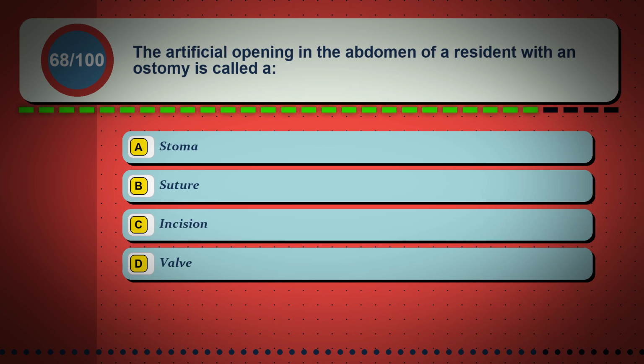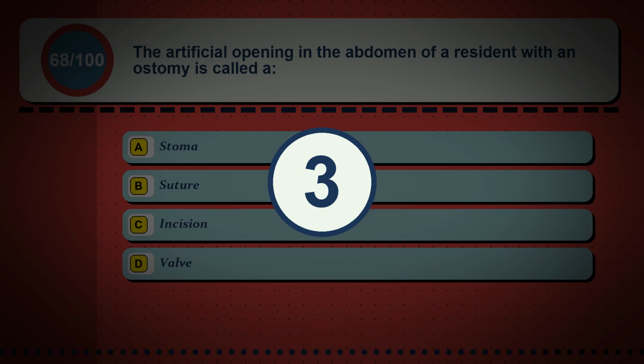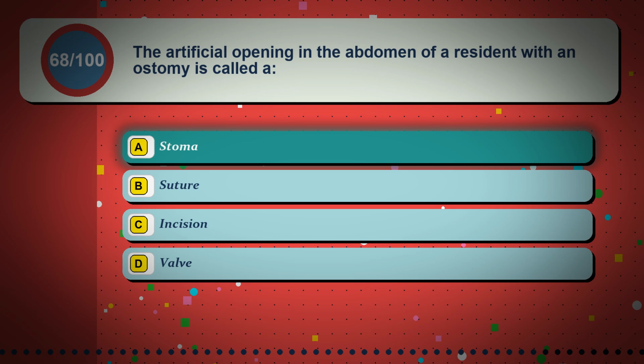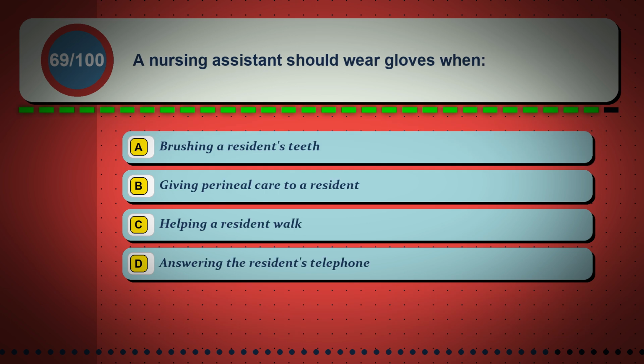Question 68. The artificial opening in the abdomen of a resident with an ostomy is called a: Option A, stoma. Option B, suture. Option C, incision. Option D, a valve. The correct answer is option A, stoma. A stoma is the surgically created opening on the surface of the abdomen through which waste is diverted into an ostomy bag.